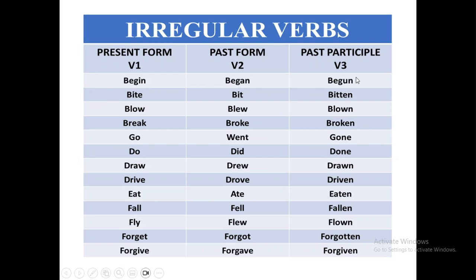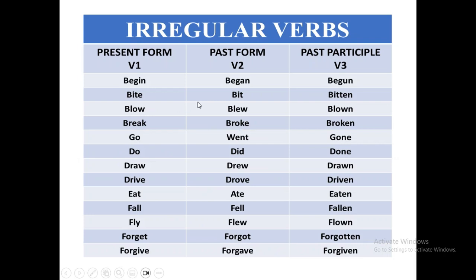Now let us know more words in irregular verbs. Begin, began, begun. Bite, bit, bitten. Blow, blew, blown. Break, broke, broken. Go, went, gone. Do, did, done. Draw, drew, drawn. Drive, drove, driven. Eat, ate, eaten. Fall, fell, fallen. Fly, flew, flown. Forget, forgot, forgotten. Forgive, forgave, forgiven. So these are irregular verbs.